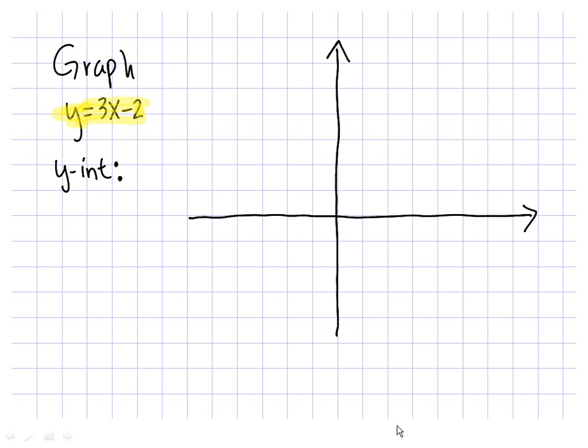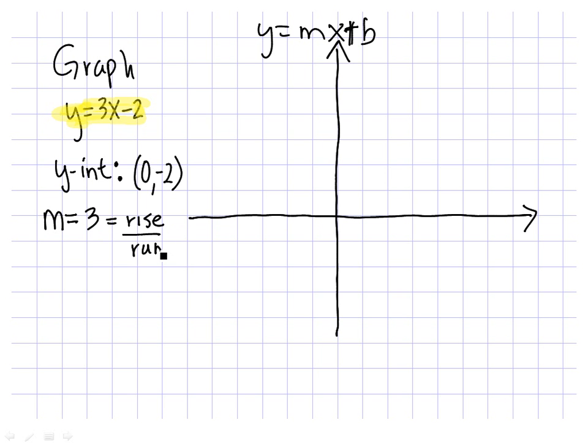The y-intercept is the b portion. So slope-intercept form again is y equals mx plus b. Is in that form because y is on one side. The b is -2. Therefore, the y-intercept is 0, -2. Alright, what is the slope here? The slope is the number in front of x, so it's 3. And if we're going to do rise over run, then 3 is equivalent to 3 over 1. So we will rise 3 units and run 1 unit.